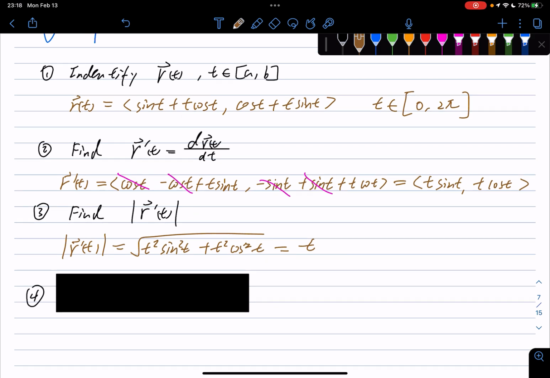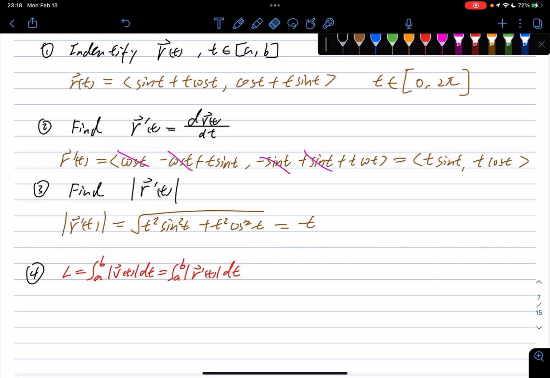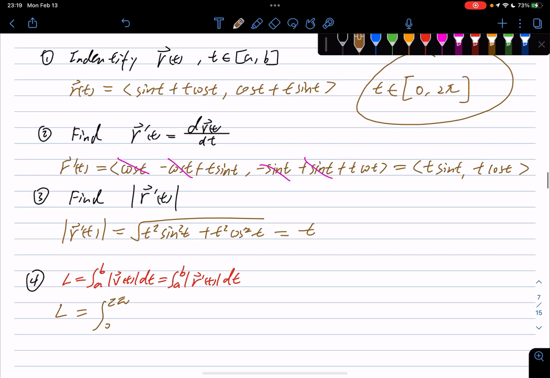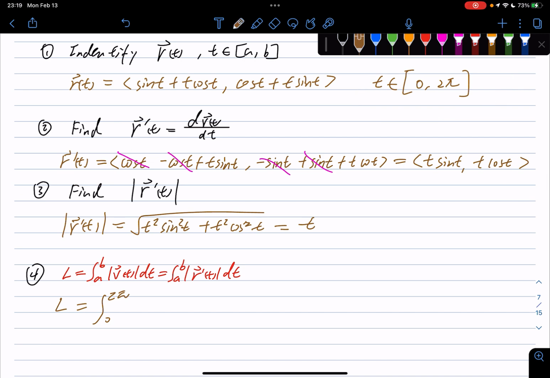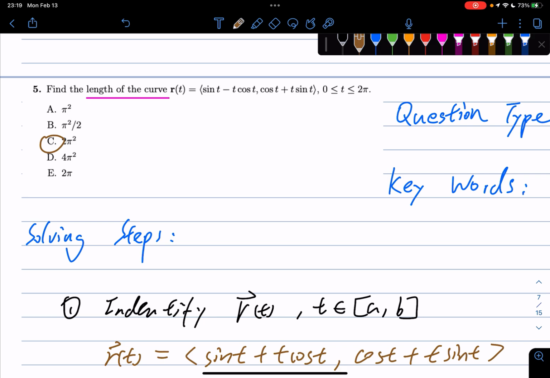And then finally we're going to utilize the arc length equation, which is stated as such. The inside is the magnitude of the velocity vector, or magnitude of r'(t), same thing. So L equals the integral from 0 to 2 pi, as we have stated before, that's where t belongs. Then we have the integral of t dt equals t squared over 2, from 0 to 2 pi, which equals 2 pi squared. Boom. Easy peasy. The answer is C.